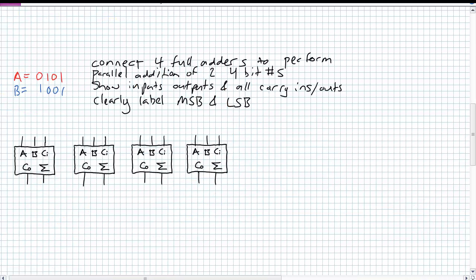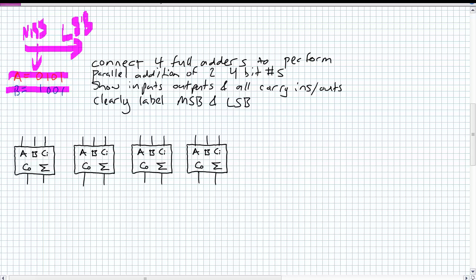Okay, let's move on to a discussion of adders. In this particular example, we're going to try to connect 4 full adders to perform parallel addition of 2 4-bit numbers. And what we're going to use for this particular example is A and B. And they are written MSB to LSB, just like you'd expect, left to right. I want you to show the inputs and the outputs and all the carry-ins and outs. I want you to clearly label the MSB, the LSB for the inputs and the outputs.